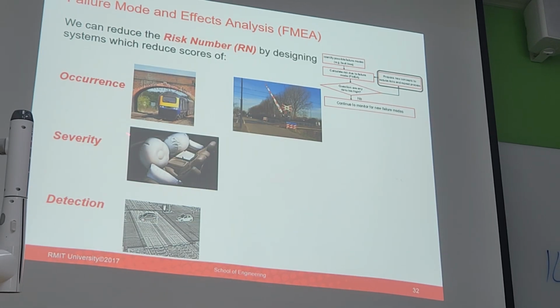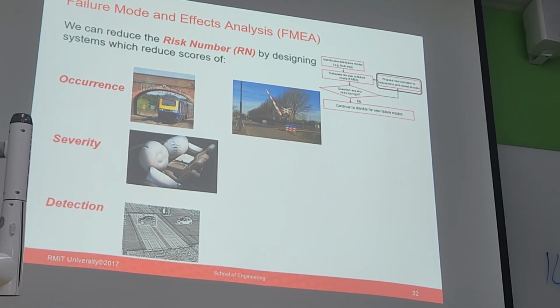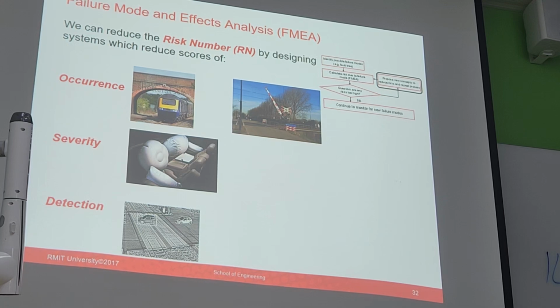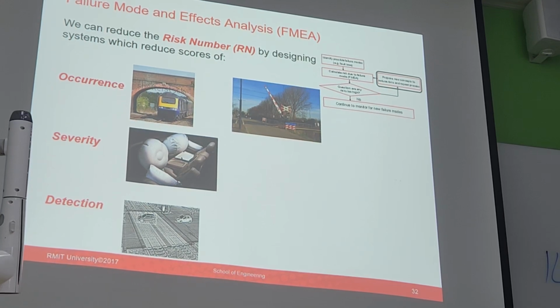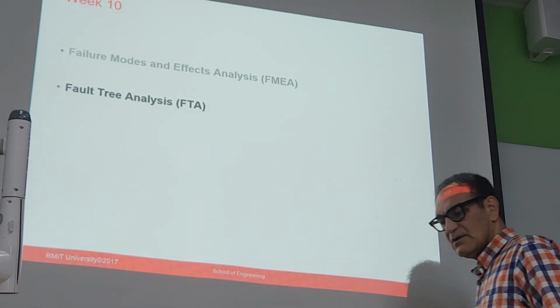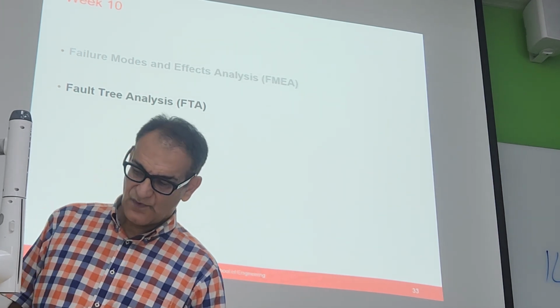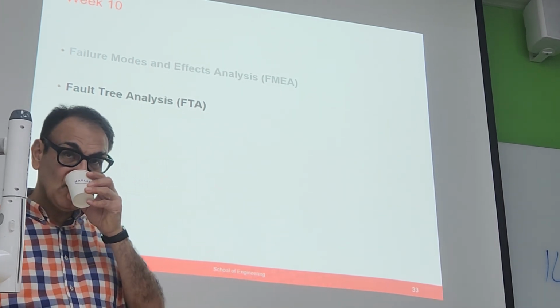So I show you the picture about the occurrence. It happens, severity is that, and detection is something like that. So this is very important to check and then say about the risk now. Fault tree analysis. Do you understand this one? Any question? Do you have any question?